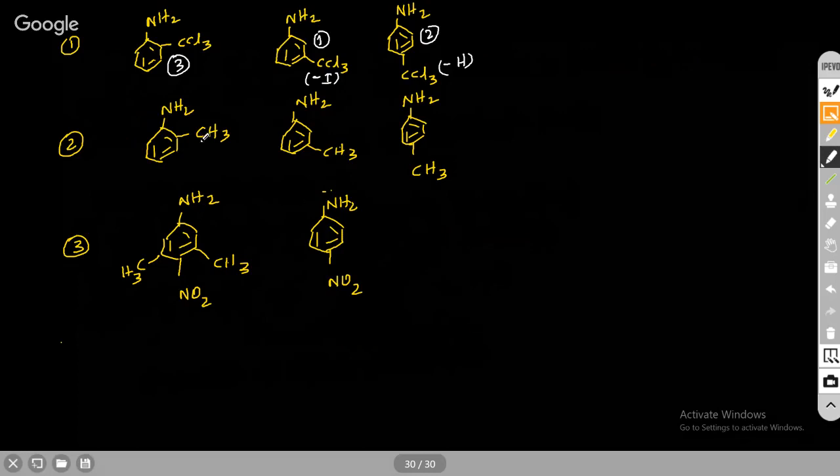Vaishnavi, the second one you see, again this one is least because here we have SIP. Here also we have SIP. Here we have plus I, plus H, right? Because of plus H, the basicity increases. So first, then second, and this one is third.